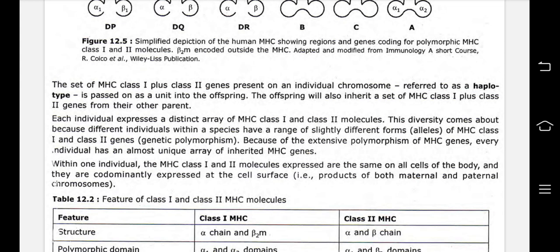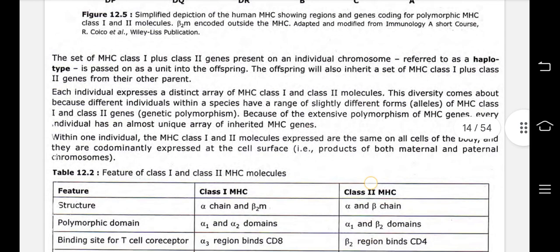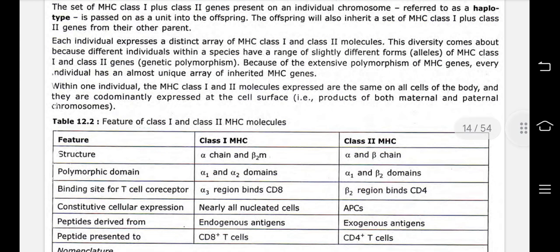This diversity comes about because different individuals within a species have a range of slightly different forms, or alleles, of MHC class 1 and class 2 genes, known as genetic polymorphism. Because of the extensive polymorphism of MHC genes, every individual has an almost unique array of inherited MHC genes. Within one individual, the MHC class 1 and 2 molecules expressed are the same on all cells of the body, and they are codominantly expressed at the cell surface, products of both maternal and paternal chromosomes.